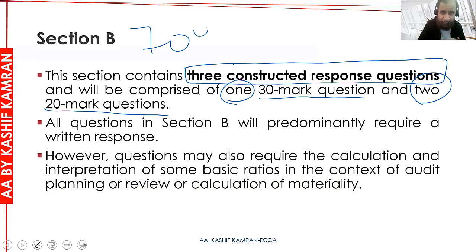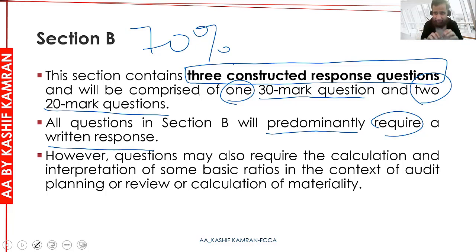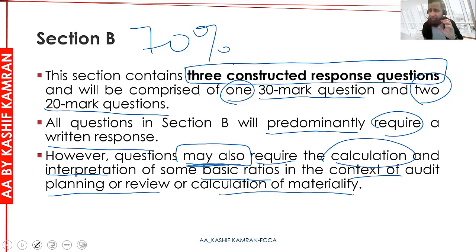All questions in section B will predominantly require a written response. So you have to type the answer. However, questions may also require calculations and interpretations of some basic ratios in the context of planning or review, or calculation of materiality. There are only two things which require a calculator in the AA paper. One is the calculation of materiality, and one is the calculation of the ratios.